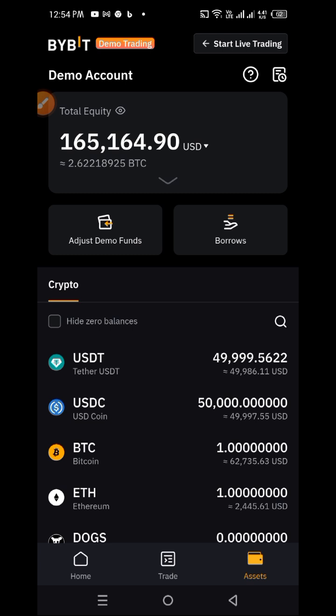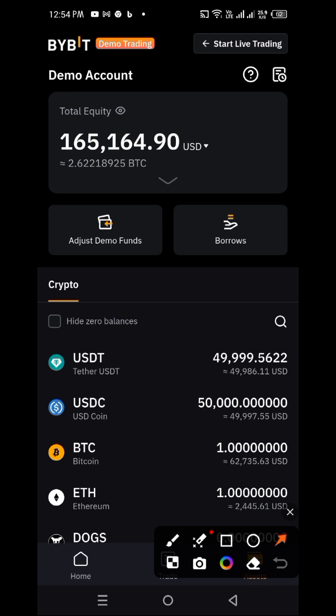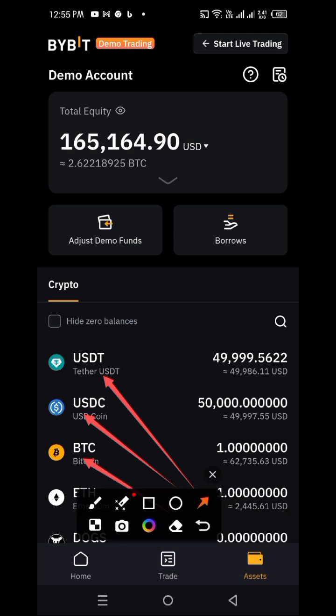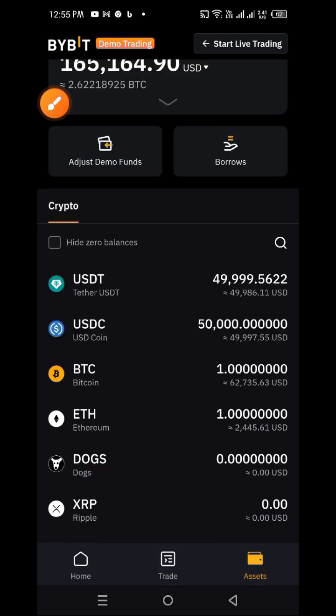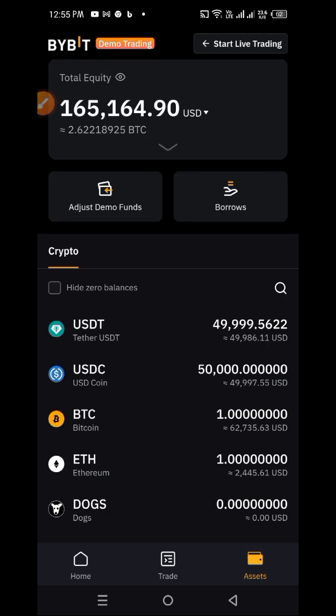Now let's click on assets. Look at them here. It gives you a quantity of crypto in different tokens or coins. We have USDT, we have USDC, we have BTC, we have Ethereum. It even gives some quantity. So those are the cryptocurrencies it gives us.